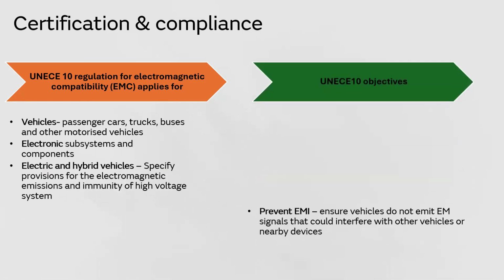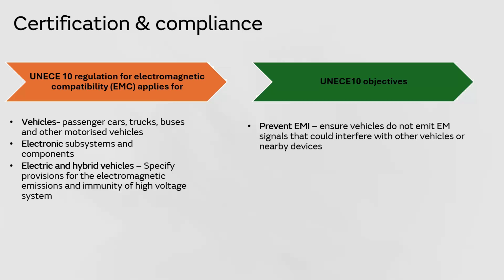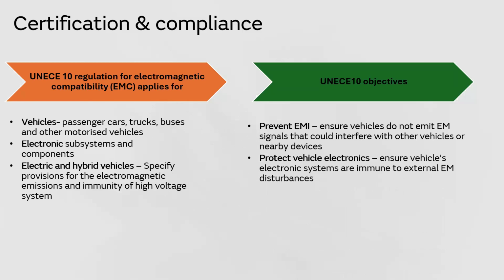So the objective of R10 is to prevent electromagnetic interference, to make sure that if you have multiple vehicles on the roads, and they're emitting unregulated EMI, they could interfere with each other and could be dangerous. So we need to protect vehicle electronics, especially for functional safety, and also we need to ensure that things like brakes or steering are protected against the EMI.